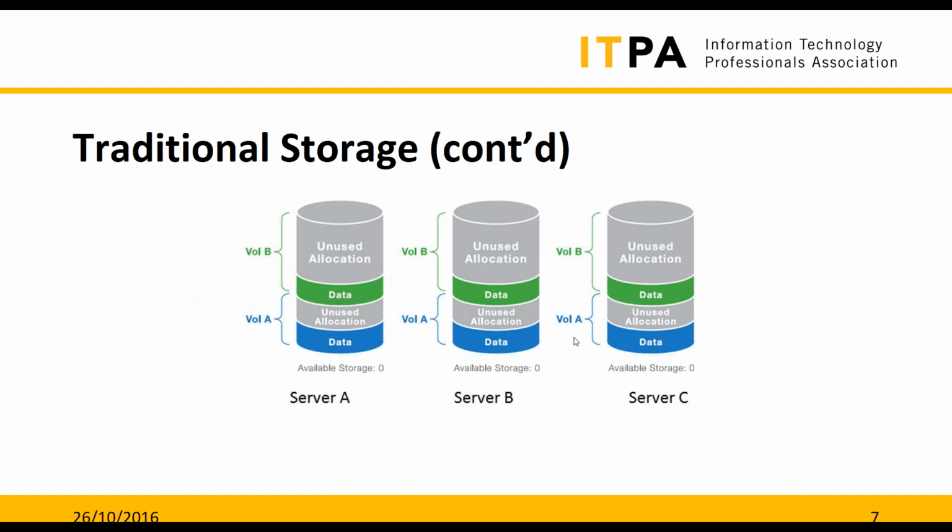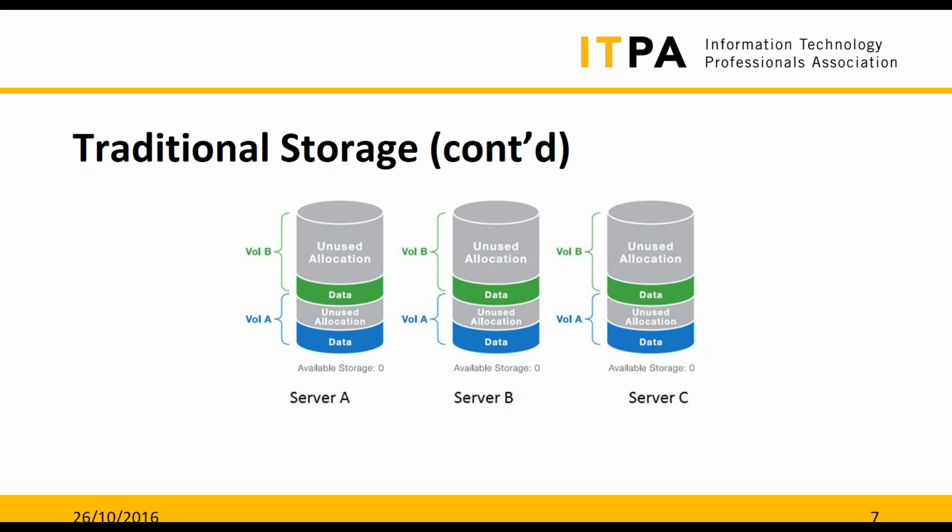So when we look at traditional storage and the way it was built, basically each server, as you can see there, has 2 volumes in this case, and each one of those volumes has some data and some unused allocation. So volume A may well be the operating system disk, for example, and if you had 100 gig allocated to the operating system, you may find that Windows only consumes 20 or 30 gig of that, and the rest of that data is unused and cannot be allocated for something else.